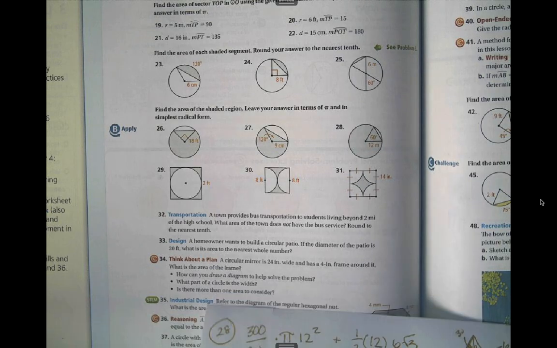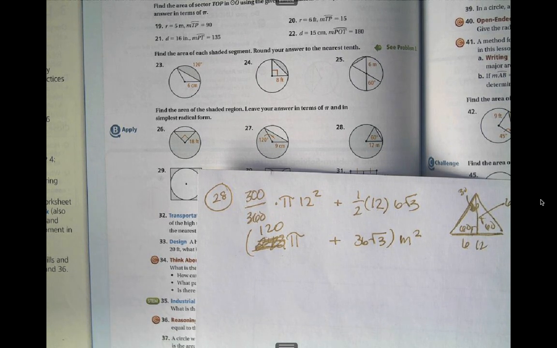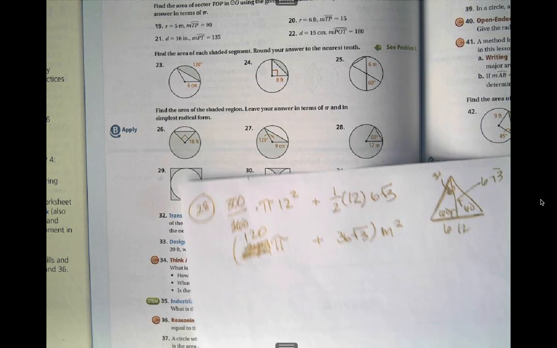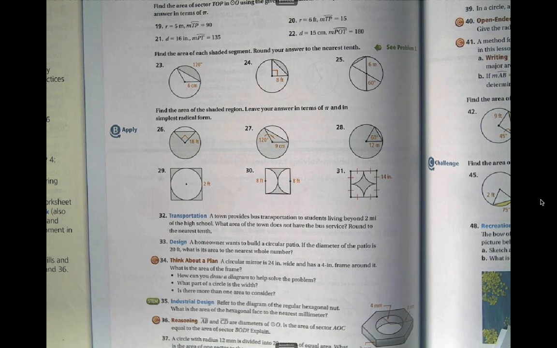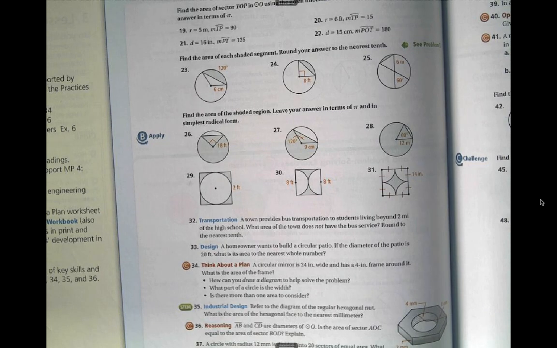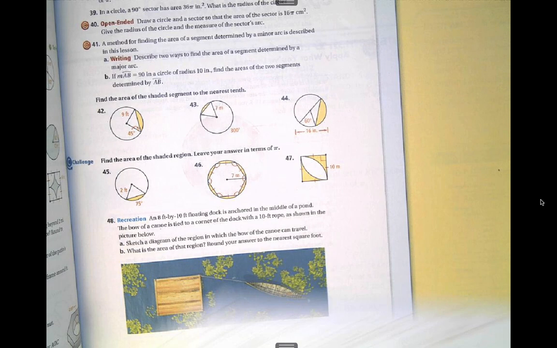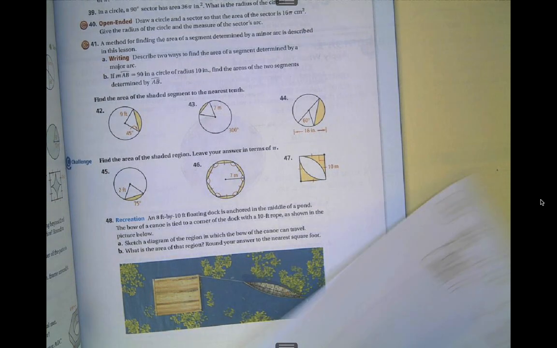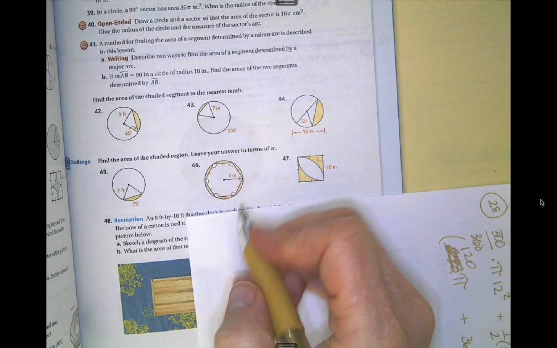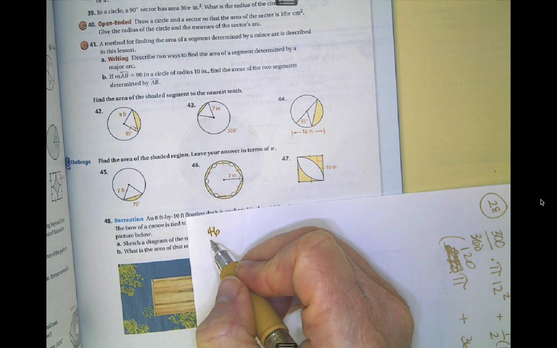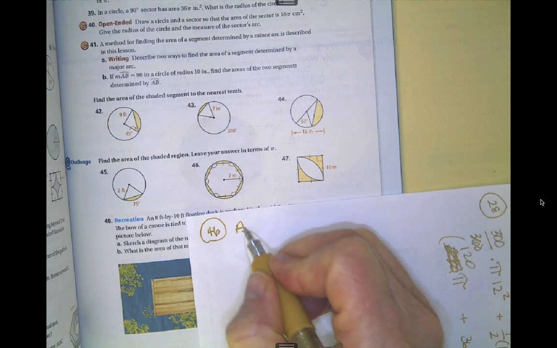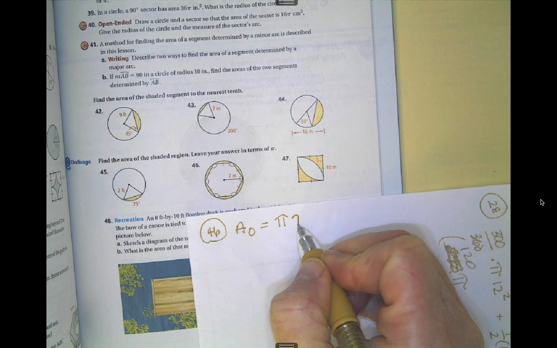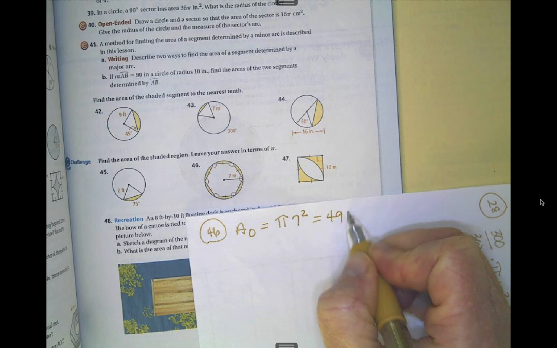All right, and then I said we were going to look at number 46. 46 is another one that we could do some subtracting here. You could do each individual one. I like to find the area of the whole circle and then subtract out the hexagon. So in 46, this one says leave your answer in terms of pi. So the area of the circle would be pi r squared, so pi 7 squared, so that is 49 pi.